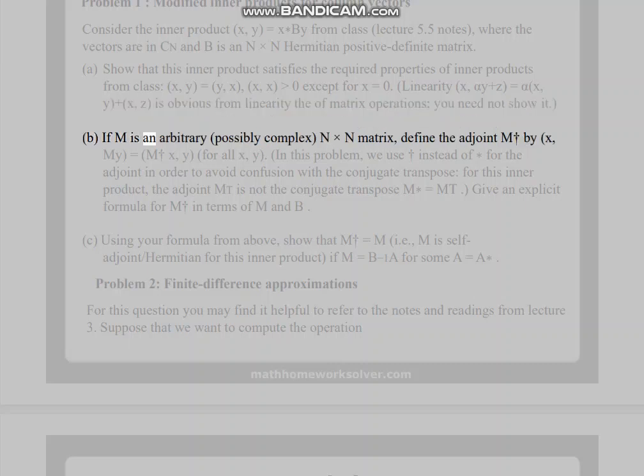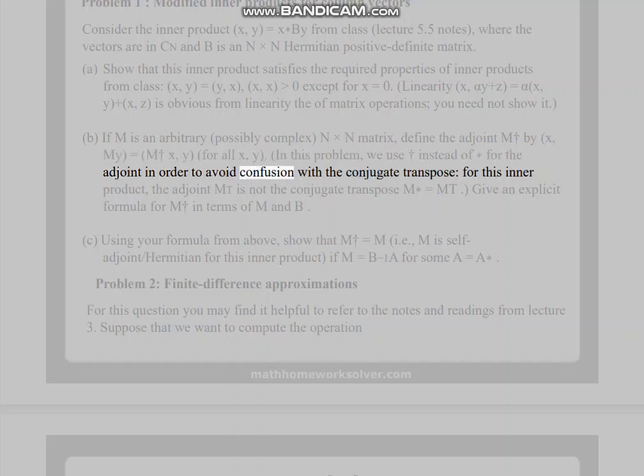B. If M is an arbitrary, possibly complex, n times n matrix, define the adjoint M† by <x, My> equals <M†x, y> for all x, y. In this problem, we use † instead of * for the adjoint in order to avoid confusion with the conjugate transpose. For this inner product, the adjoint M† is not the conjugate transpose M*. Give an explicit formula for M† in terms of M* and B.